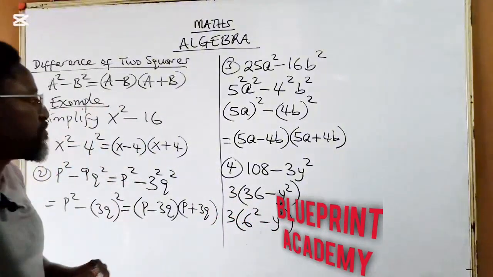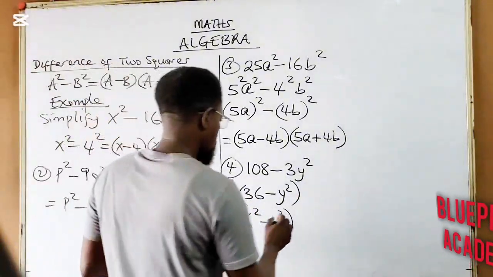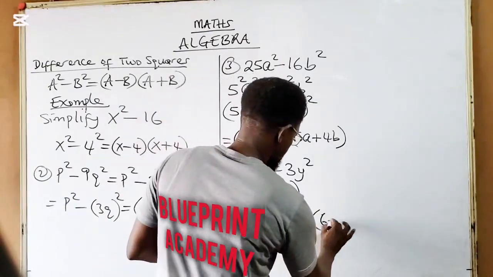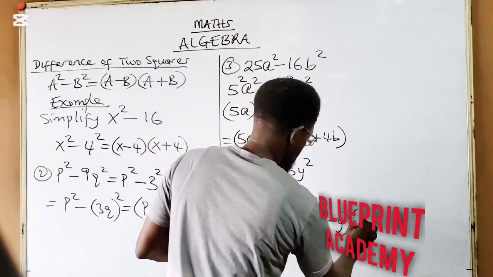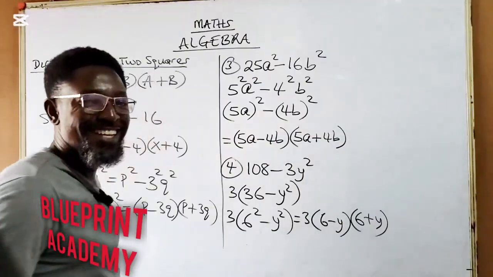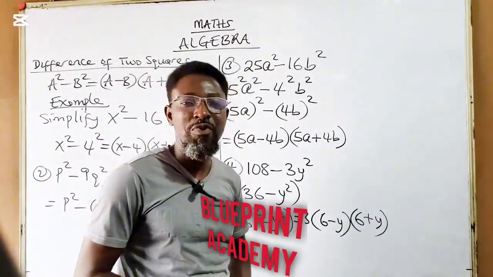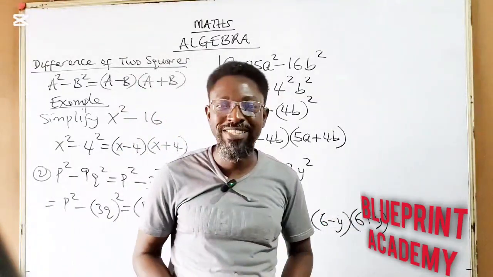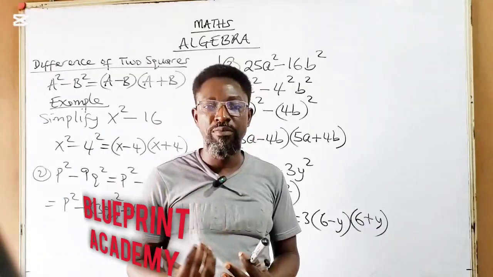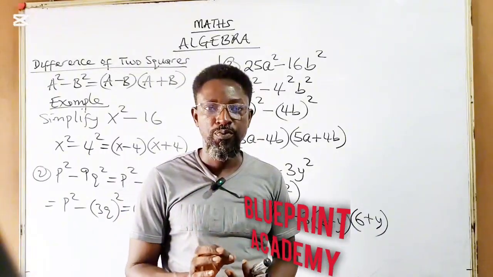Using this formula for difference of two squares, you can then write this as 3 brackets. We have 6 minus y, then 6 plus y. That is the answer to that particular question. It is not something difficult, okay? Everything we're looking at in algebra is not something you cannot do.